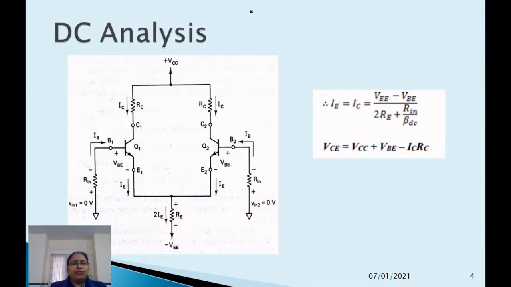As we know, for the DC analysis, in the circuit diagram we replace all the AC sources by the ground, or we make all the AC sources 0. Only DC sources are present. As you can see, this is plus VCC and here it is minus VCC, and the rest of the circuit is the same. The Vin, which is an AC source, is reduced to 0 volt.